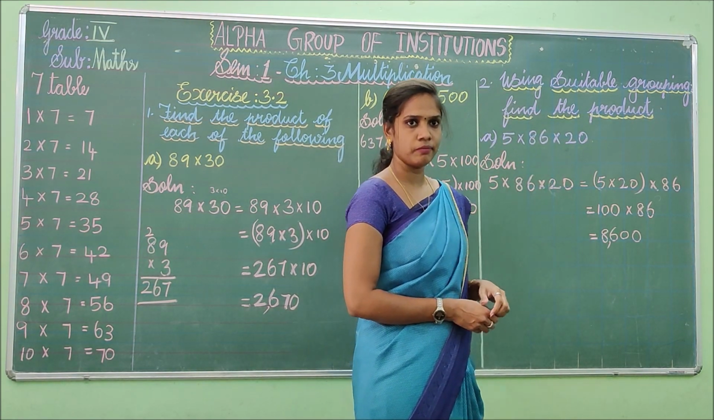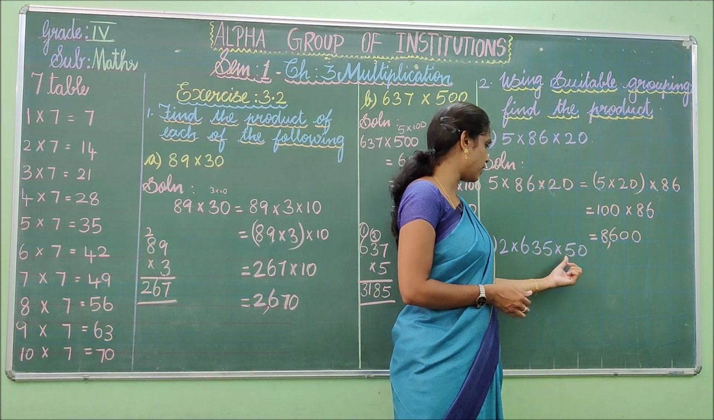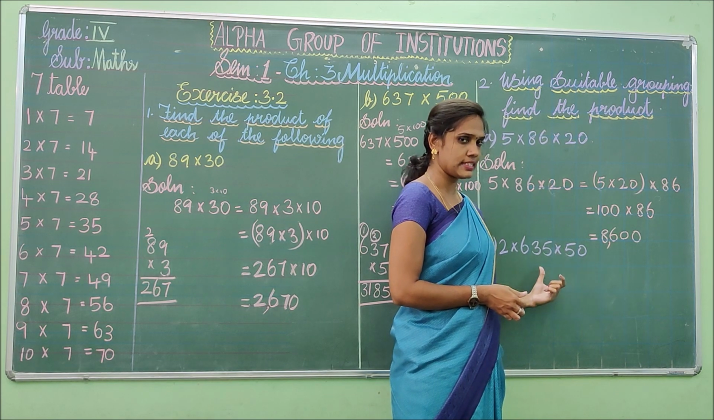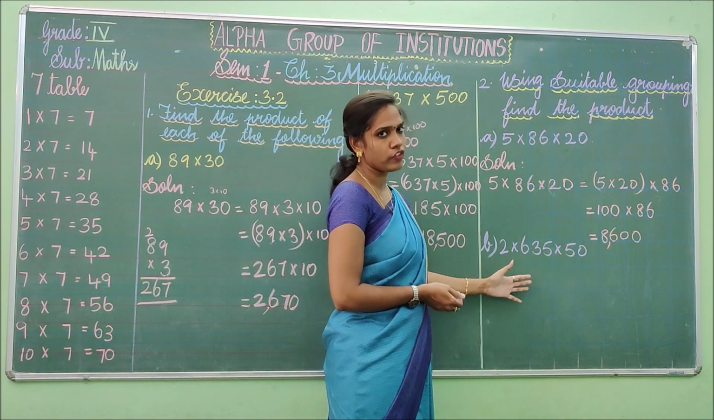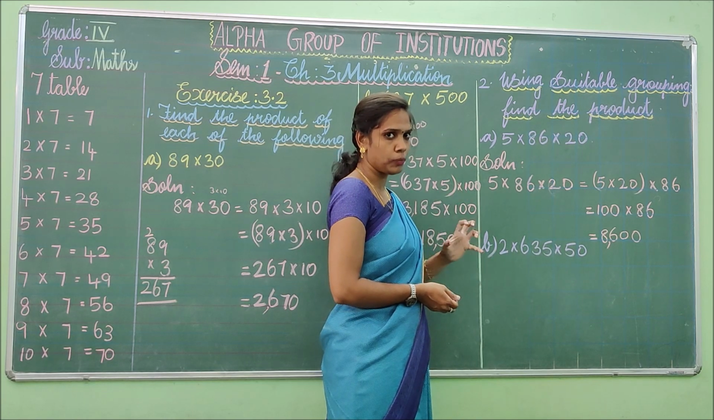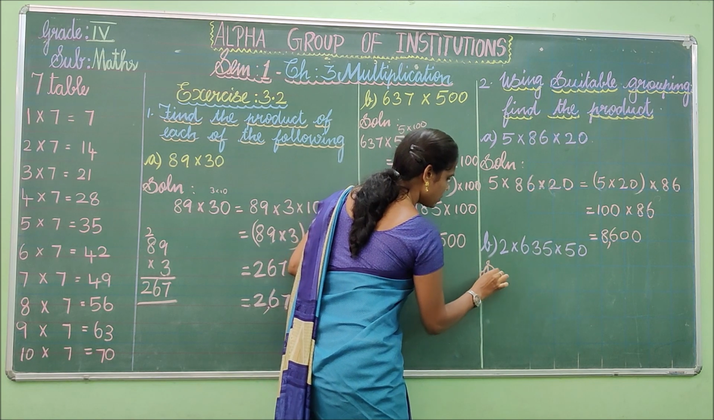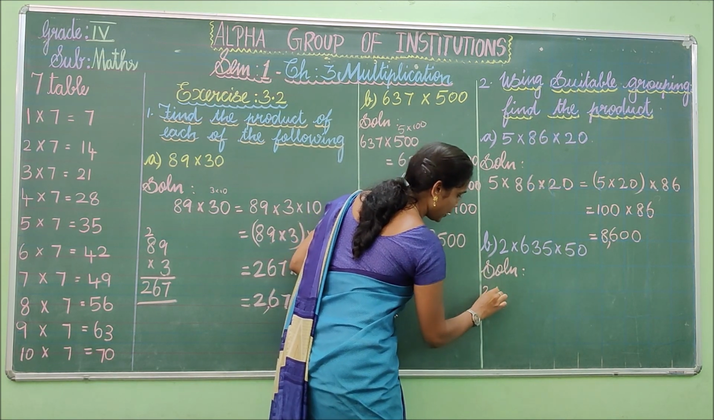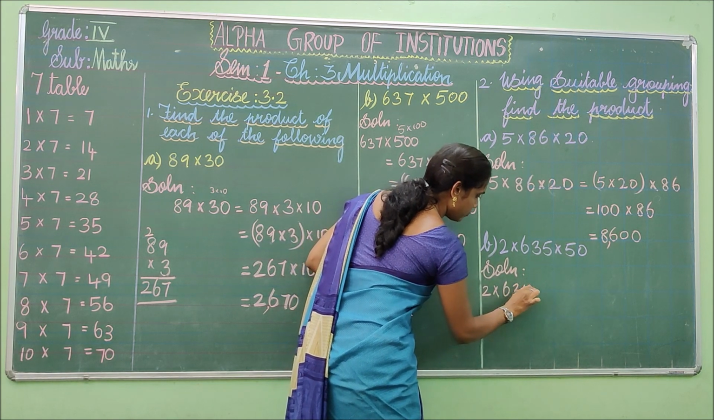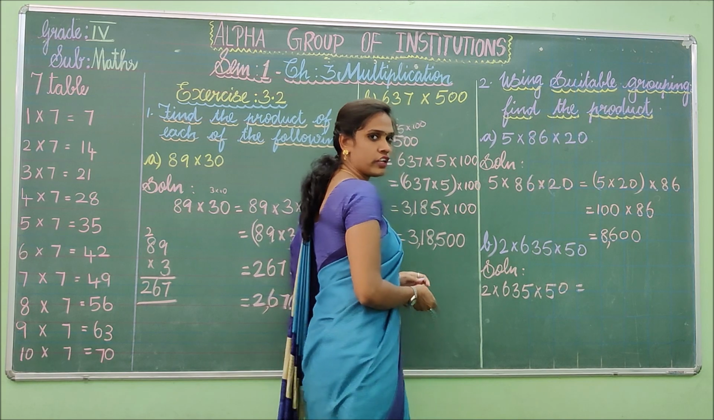Okay, fine. See the second problem children. 2 into 635 into 50. Okay, this is the second problem. So what we have done in the previous one, the same method we are going to do here. We have to group the numbers and then multiply. Okay, see here. First one, what are the numbers we are going to group? First like this question. 2 into 635 into 50. So what are the numbers here we are going to group?